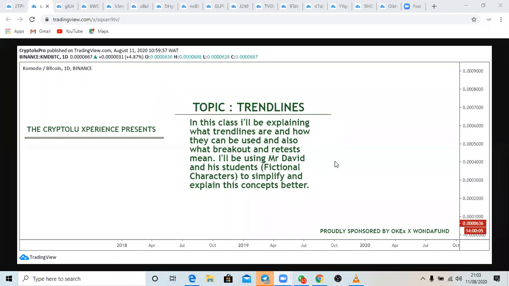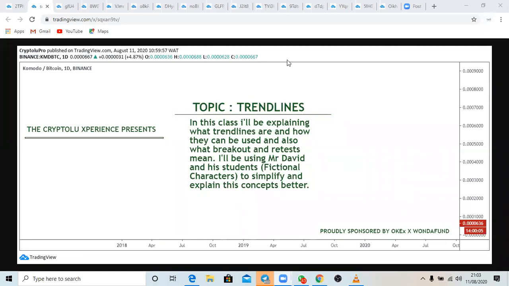Okay, now in this class, we'll be talking about trend lines. I'll be explaining what trend lines are, how they can be used, and also what breakout and retest means. I'll be using Mr. David and his students. They are all fictional characters, so they don't exist. I'll just be using them to simplify and explain the concept of trend lines better.